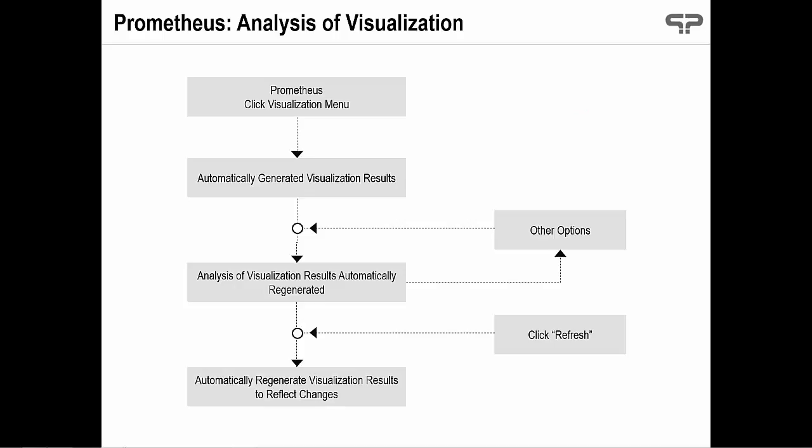Next, we will show you how to use the visualization capabilities in Prometheus. It's generally the same as the analysis option in that you select the checkbox for the desired visualization analysis and click Go. However, the results will include a visual result such as a chart or a graph. You can customize the initial analysis results by adding additional options to the pivot table and then click Refresh to have the changes automatically reflected in the visualization results.